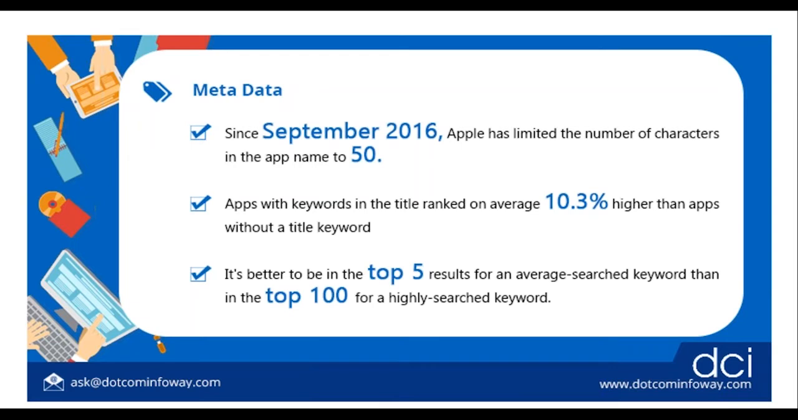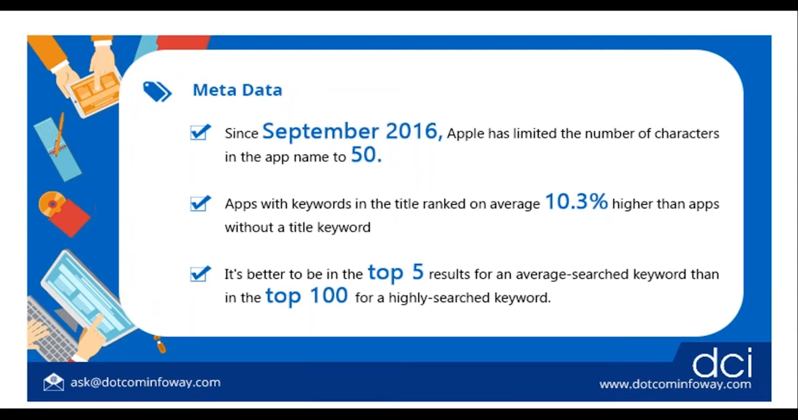You need to ensure that the right keywords are included in the app title, because apps with keywords in their title rank on average 10.3% higher than the ones without the keyword. It's better to be in the top 5 of the results of an average search keyword than in the top 100 of a highly searched keyword. So it's quite important to choose between the keywords based on the keyword ranks and the searchability of the particular application.